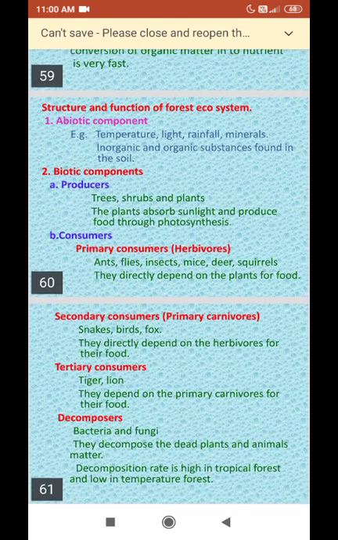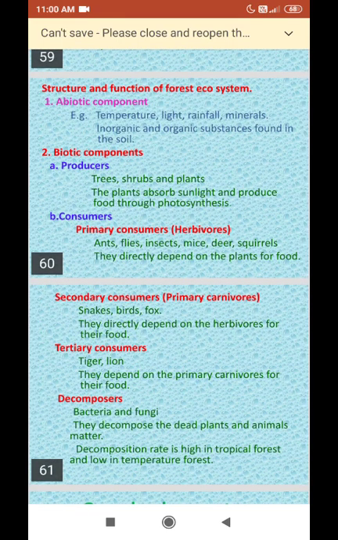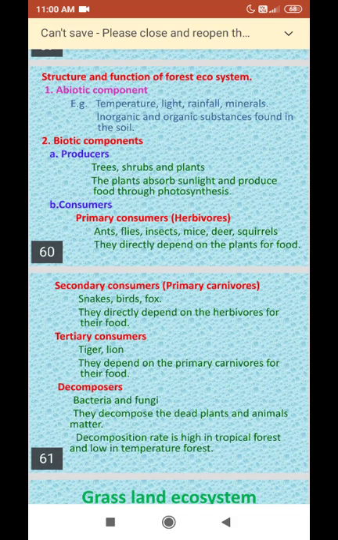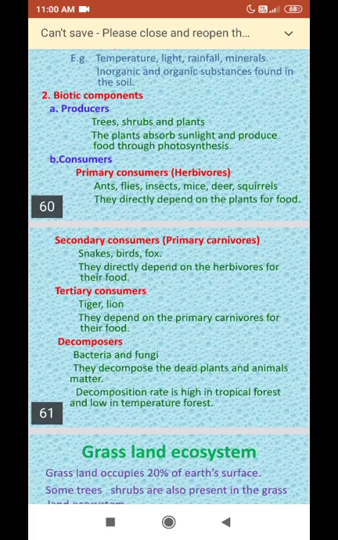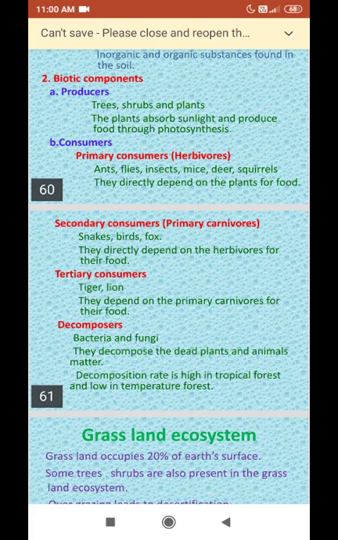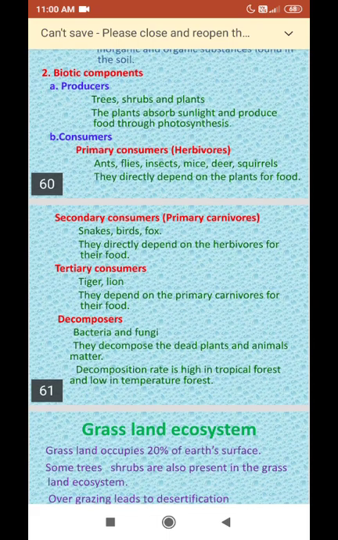Now let us see the structure and function of the forest ecosystem. First, abiotic and biotic components form the structure of the forest. First, the abiotic: temperature, light, rainfall, minerals, and inorganic and organic substances found in the soil. Biotic components, and the first one is the producer. Here the trees, herbs, and plants are the producers. The plants absorb sunlight and produce food through photosynthesis.